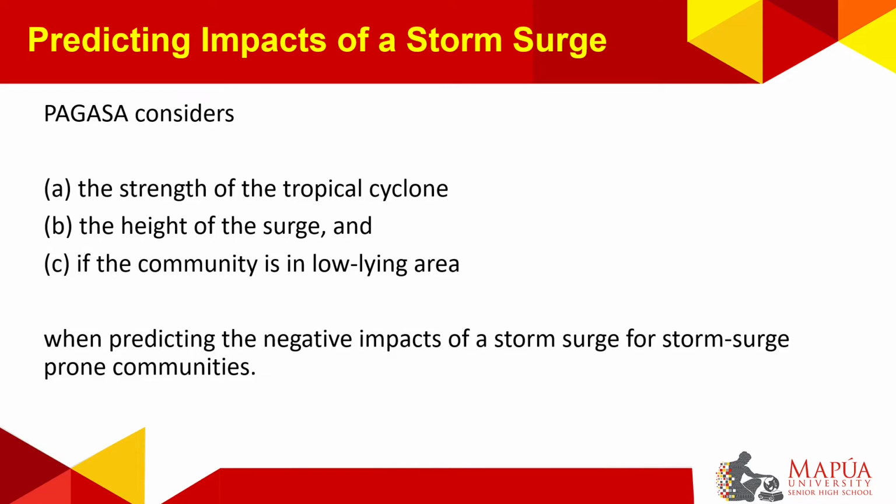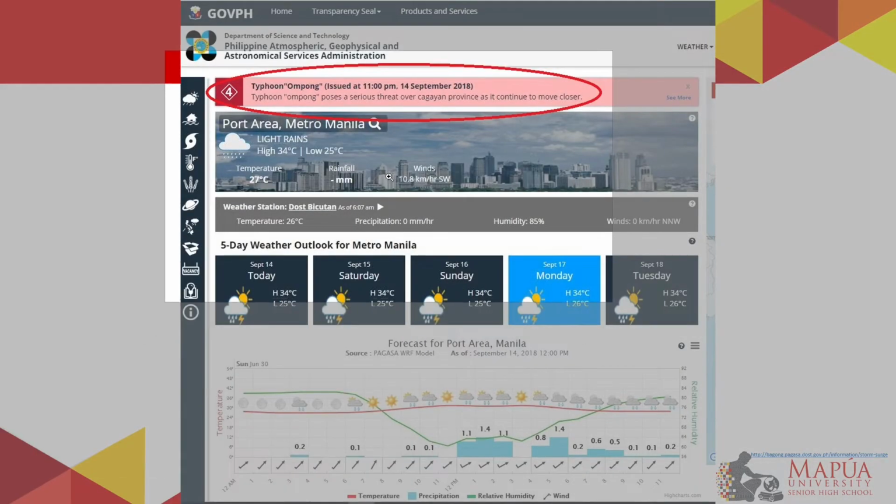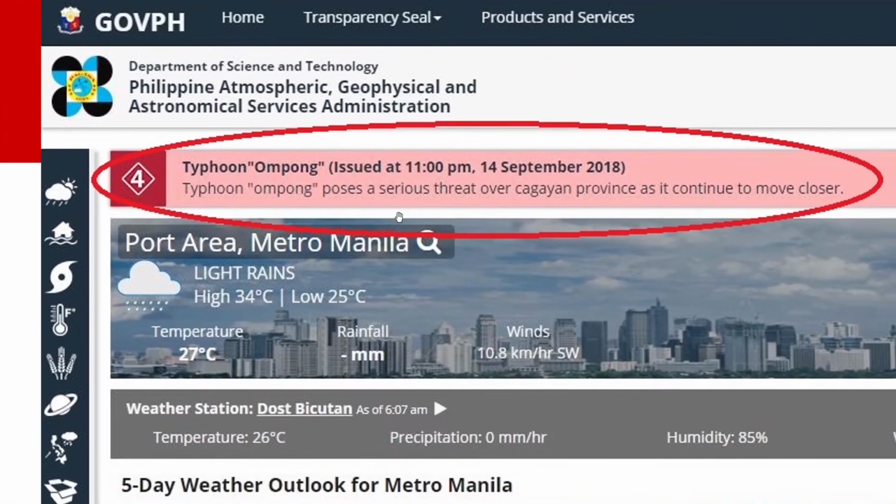When predicting the negative effects of a storm surge for storm surge prone communities, these are the things that Pag-asa considers. For example, the first thing that Pag-asa considers is the strength of a tropical cyclone, which we can see in the daily weather forecast of Pag-asa. Like in this example, on 14th September 2018, there was a typhoon named Ompong.